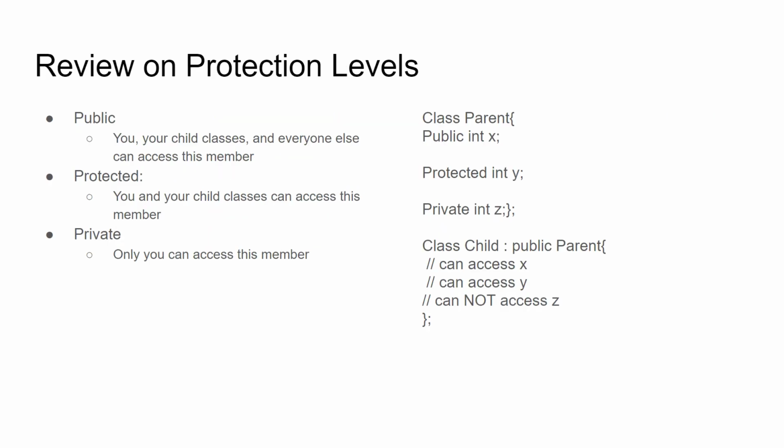So again, public, protected, and private. Public means you or anyone else can access that thing. Protected means you and your children are able to access that member. Private means only you can access it. So over here we have a class parent, which has a public X, a protected Y, and a private Z. So we have our child class. It can access X because it's public. It can access Y because it's protected, but it cannot access Z because it's private. Does that make sense?